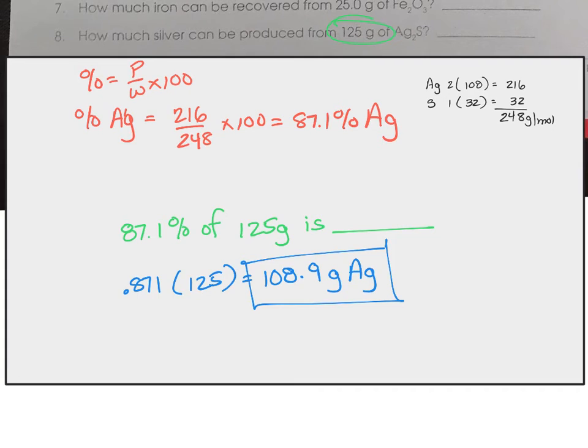So remember, this sample size is the whole thing. So as long as I have the percents, I could figure out what percent of that sample size is going to be either the silver or the sulfur. We weren't asked about sulfur in this question. We were only asked about silver, so I did not have to do the percentage for every single one.